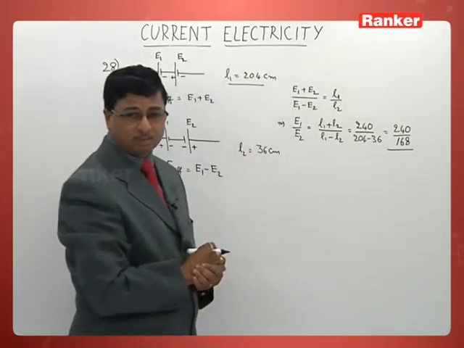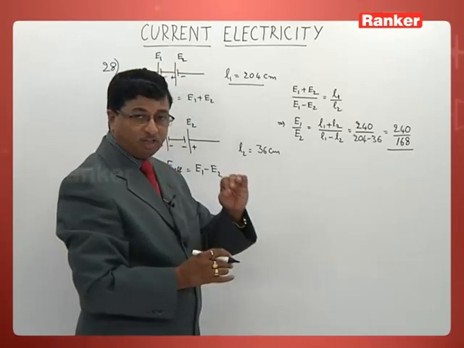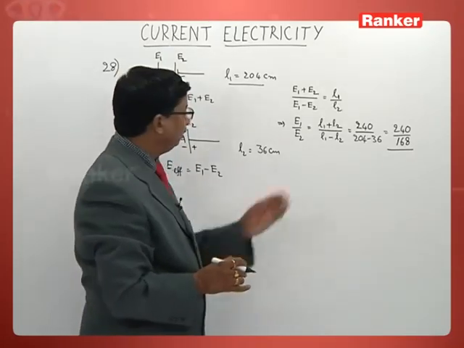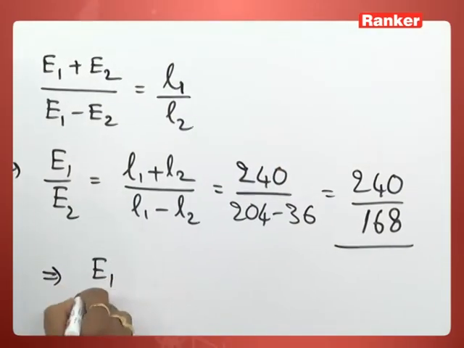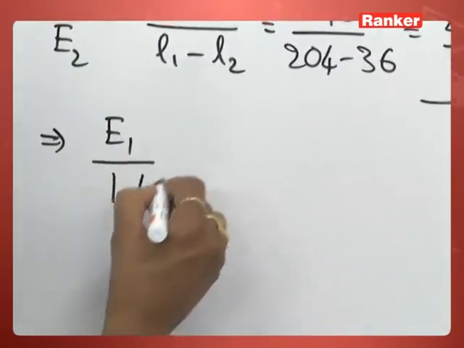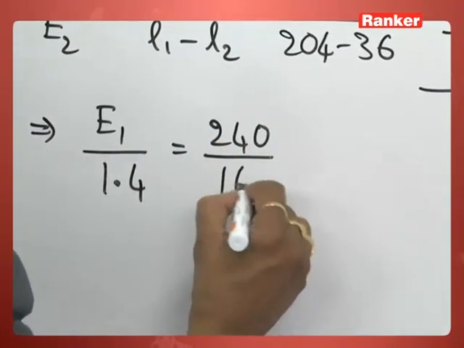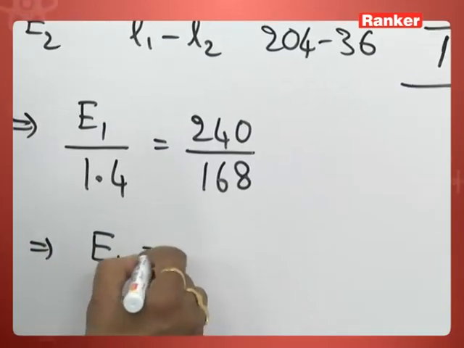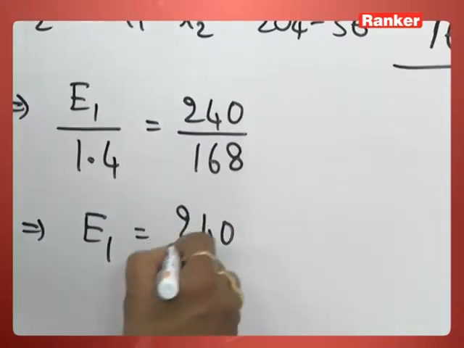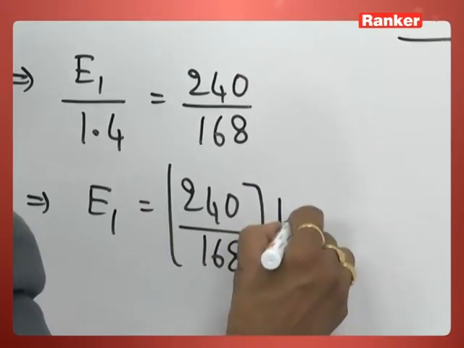Now what is the concept he is asking you? If E2 is given 1.4 volt, then what is E1? So what can we write now? E1 by 1.4 is equal to 240 by 168. So what will be the value of E1 now? It is 240 by 168 into 1.4.